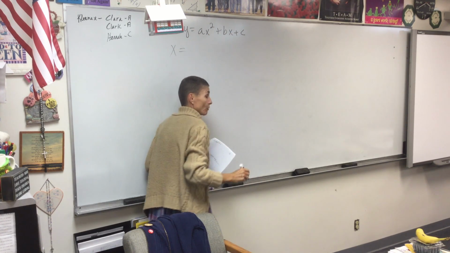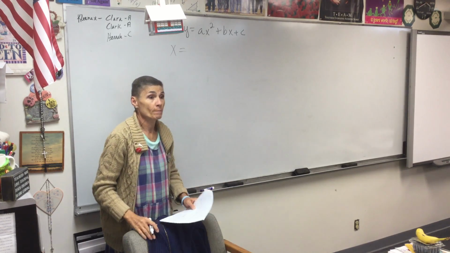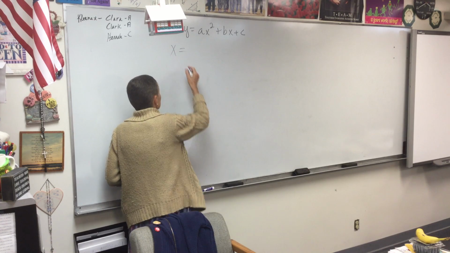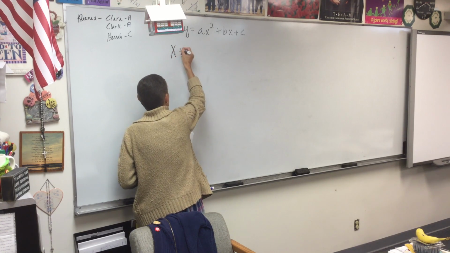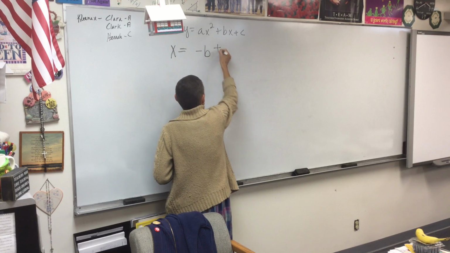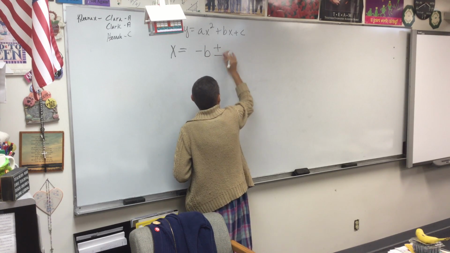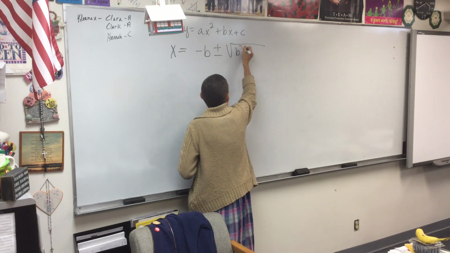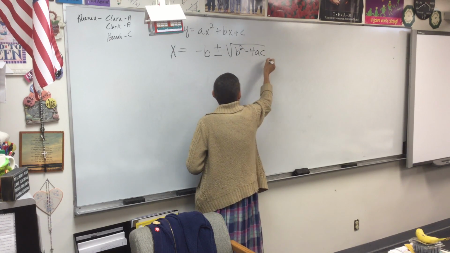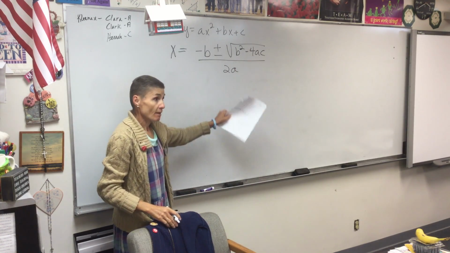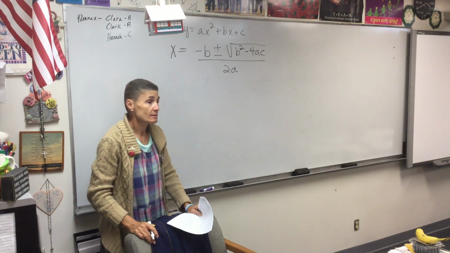Yes, Luigi, you're correct. But what about the formula? x equals. It should be in your notes from yesterday. x equals negative b plus or minus the square root of b squared minus 4ac, all over 2a.